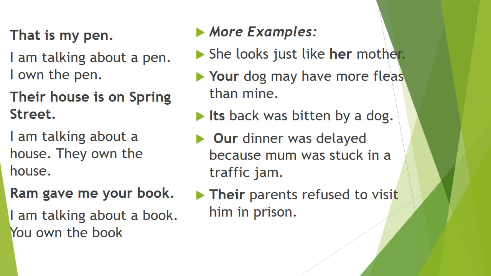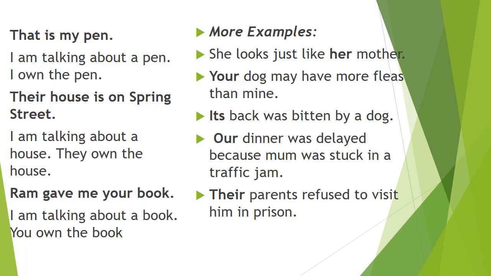Let's see some more examples. She looks just like her mother. Your dog may have more fleas than mine. Its back was bitten by a dog. Our dinner was delayed because Mum was stuck in a traffic jam. Their parents refused to visit him in prison. So in all these sentences, what are the possessive determiners? Her, your, its, our, their. And what are the nouns they refer to? Mother, dog, back, dinner, parents.